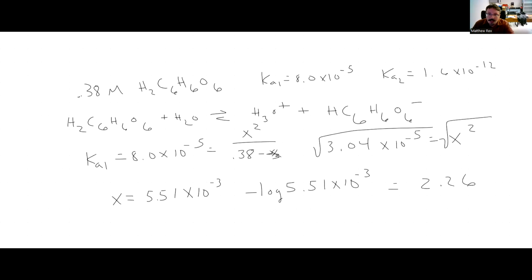And then our Ka2 is much, much smaller than Ka1. So similar to if we had a mixture of two weak acids where one had a much larger Ka than the other, we would only need to look at the one with the large Ka, so we don't need to bother with the second protonation here, the Ka2, that second acidic hydrogen. We've just got our pH right there, 2.26, which would be answer B.